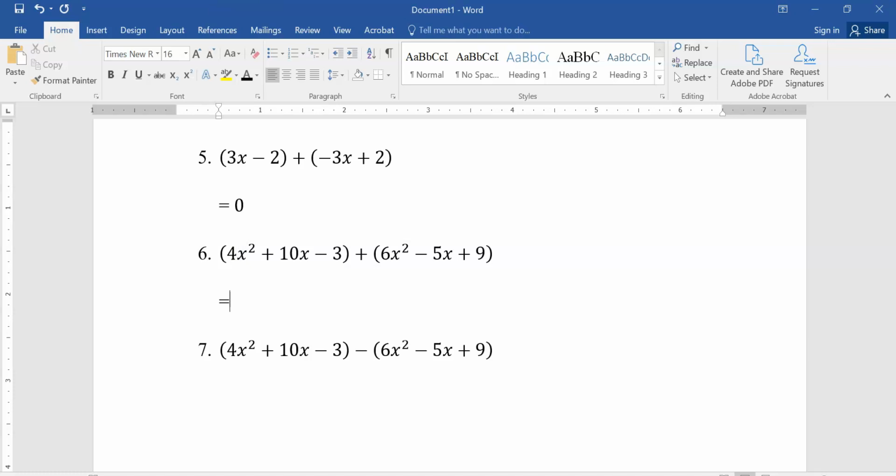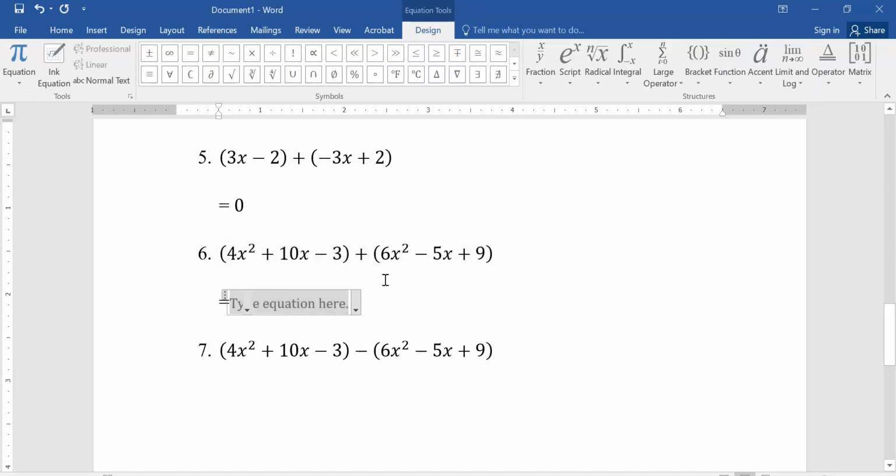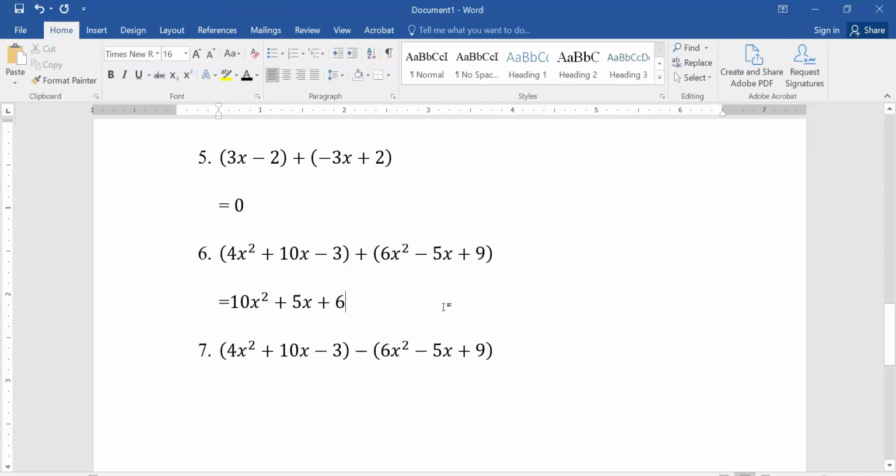For number 6 here, well, we're adding, so just take 4x squared and add 6x squared. You end up with 10x squared. 10x minus 5x, you get plus 5x. Minus 3 plus 9 gives you a plus 6. And that's your final answer, 10x squared plus 5x plus 6. All right, so there it is.